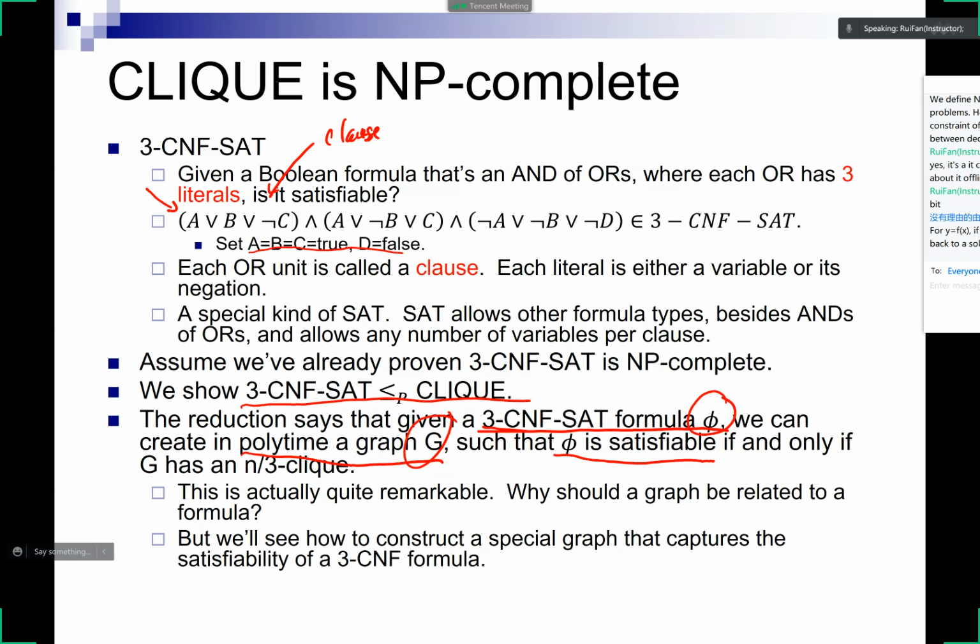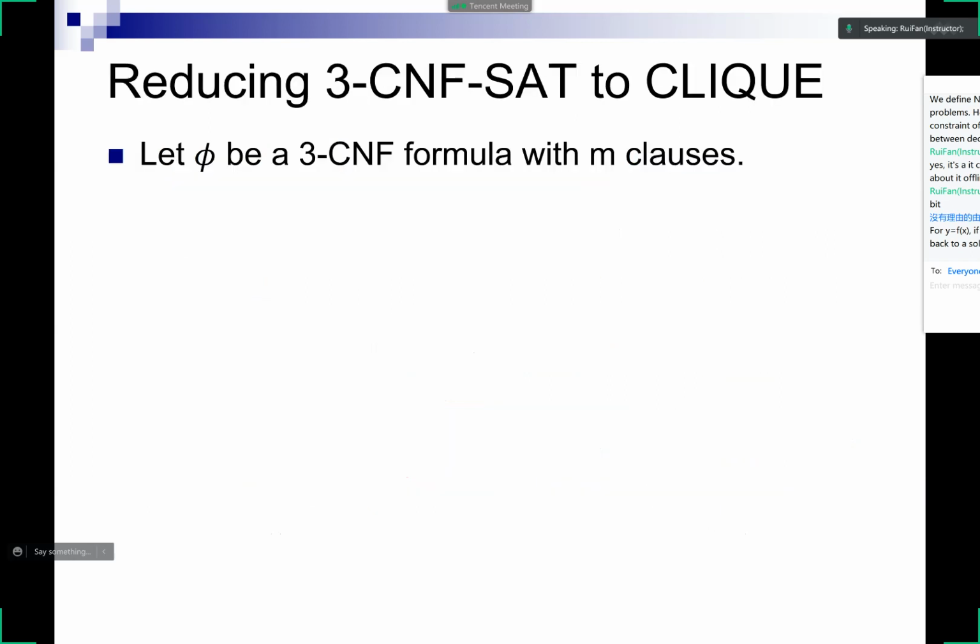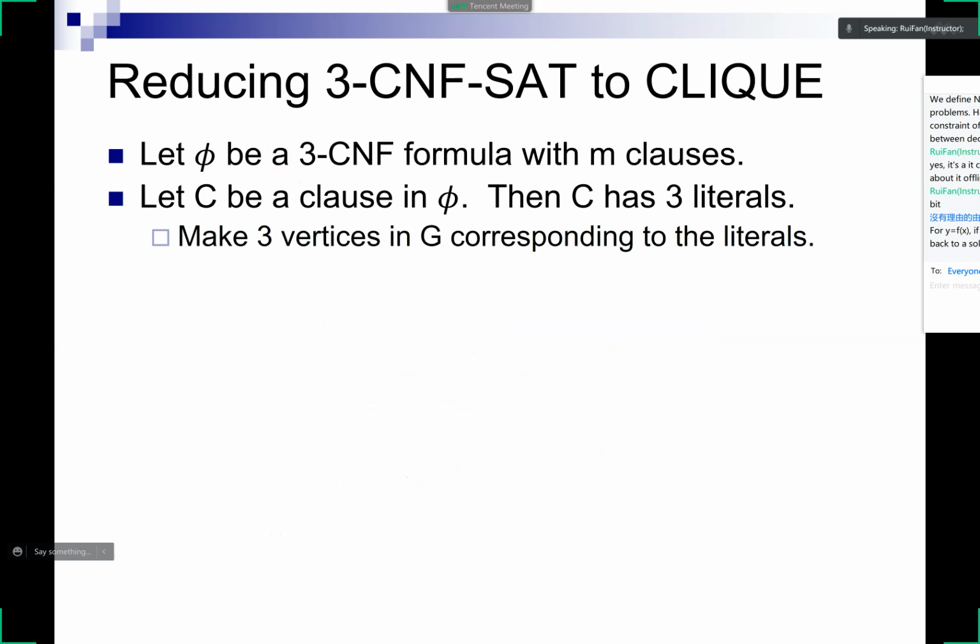So to do this, we're going to have to construct a very special graph. It's not just any graph that's going to work. We have to construct this graph in a very special way, and this is going to be our reduction. Suppose you start with a 3CNF formula, and suppose it's got m clauses. Then you take any clause in this formula. That clause has 3 literals, so in our graph, we're going to make 3 vertices corresponding to these 3 literals.